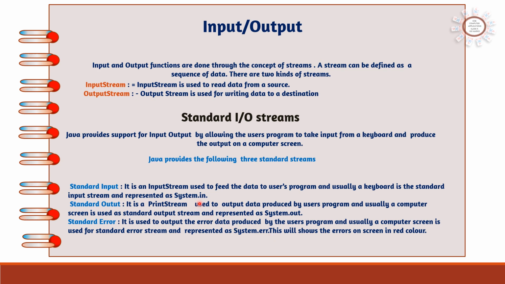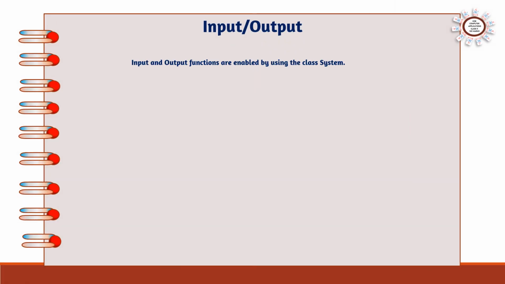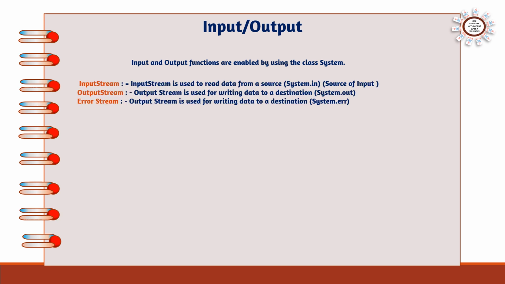So system.in means inputting data, system.out means outputting data, and system.err means showing the error after compiling the program. And these errors will be shown on the screen in red color. So input and output functions are enabled by using the class System. As we have already discussed, an input stream reads data from a source, for example the keyboard.